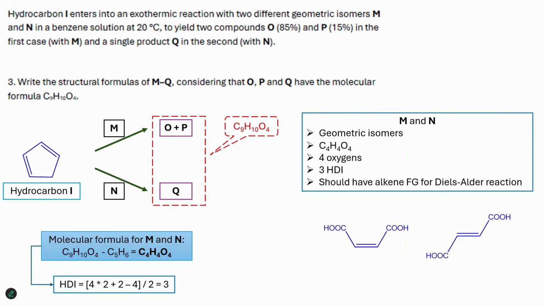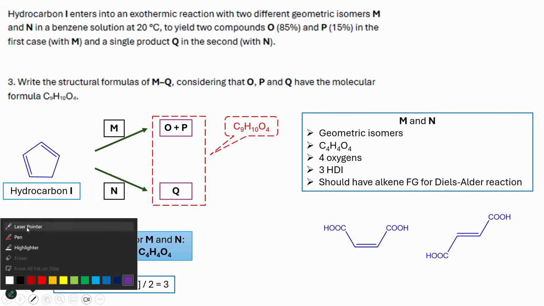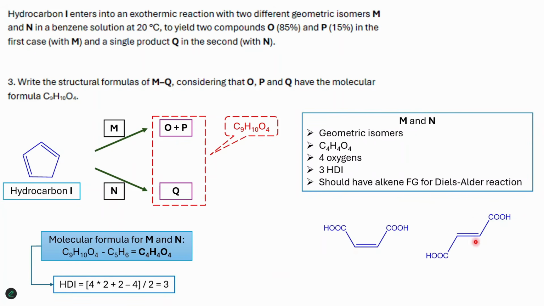Now that we have found the structure of M and N, and it fits all pieces of information that are given: they are geometric isomers. These are cis, COOH and COOH on the same side, and this is trans. Now that we have the 2 geometric isomers for M and N respectively, we can find out the structure of other compounds.